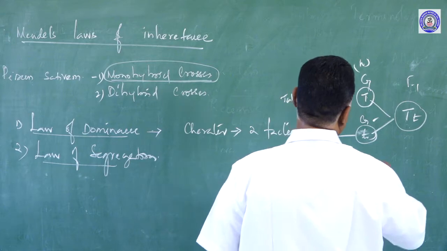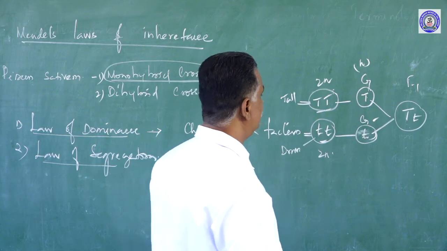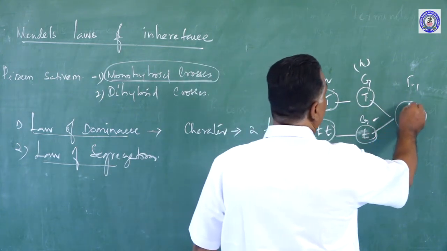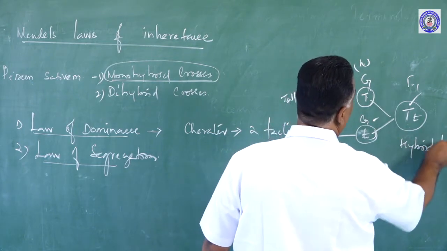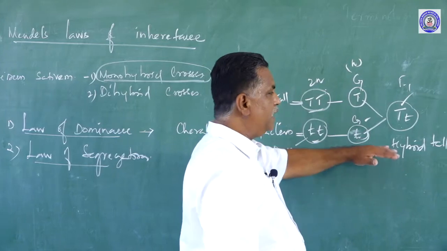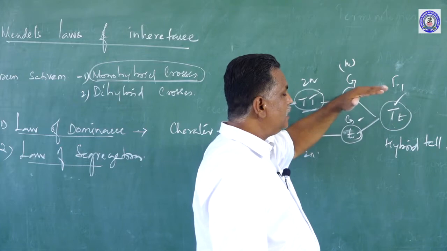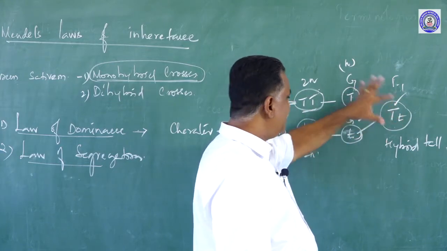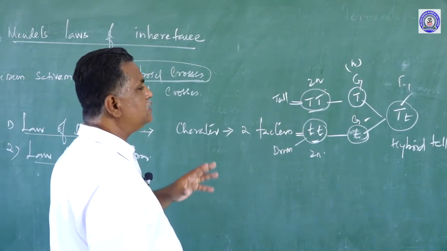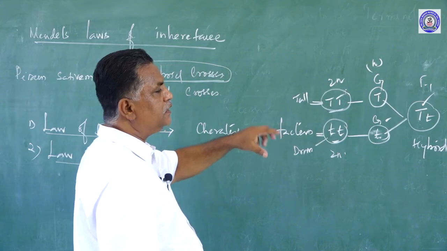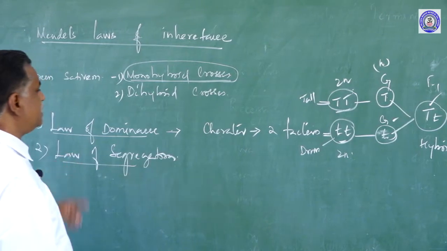Law of dominance. This was stated by Mendel's generalization. This is the Mendel generalization. Only one factor can express its character, that is, this is a hybrid tall. So, when two factors are there, only one factor will express its character in the F1 generation, that is called dominant character, and he stated this as law of dominance. According to law of dominance, out of two factors, the factor which expresses the character is called dominant, another is called recessive. Then law of segregation.